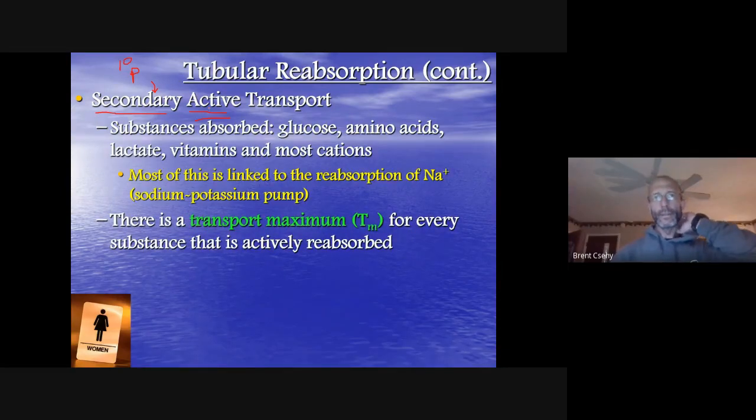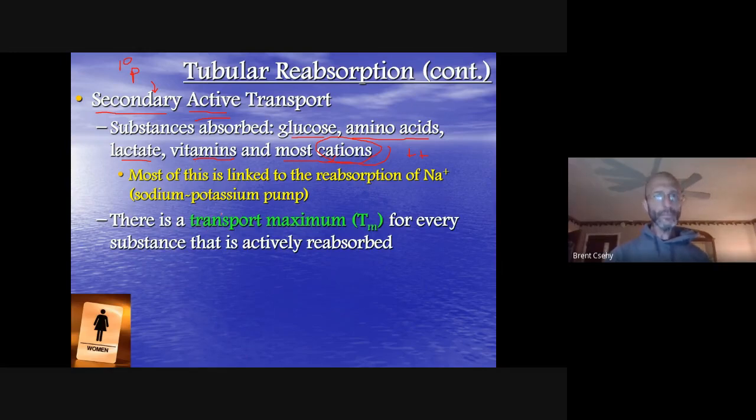This is where you bring stuff in that you just need. You need glucose, you need amino acids, that's for proteins, lactate, vitamins, of course, and other things like potassium, magnesium, calcium. Those are all cations. Cations, remember, are positively charged particles.